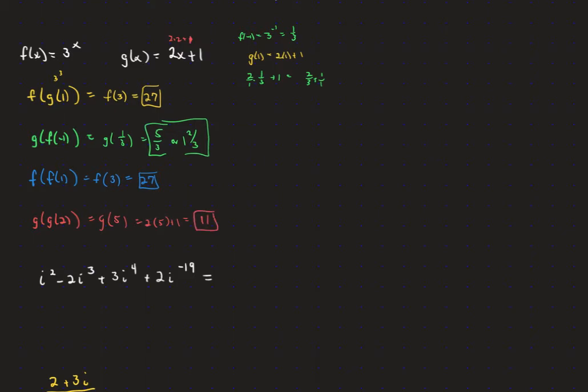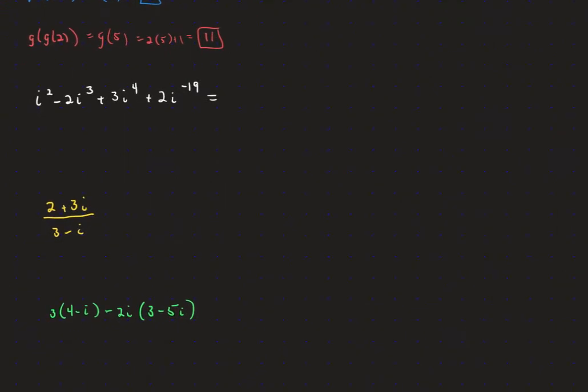Okay, we're going to simplify these imaginary numbers here. So i squared we know is negative 1, and then i to the third is i squared times i. That's going to be negative 1 times i. So far we got a negative i. So that's going to be a negative 1 plus 2i.